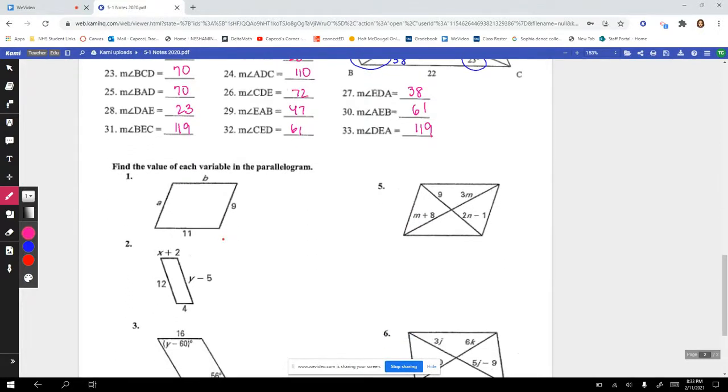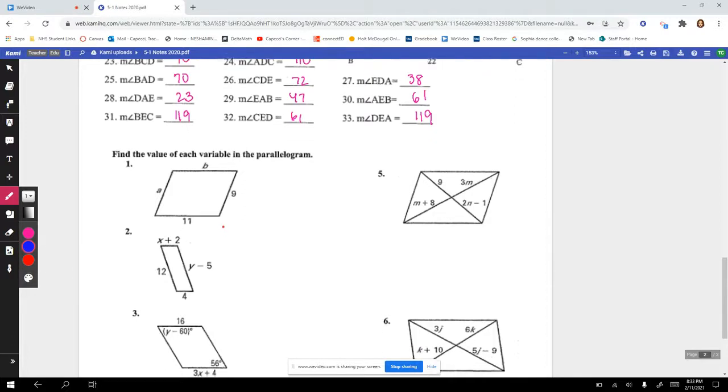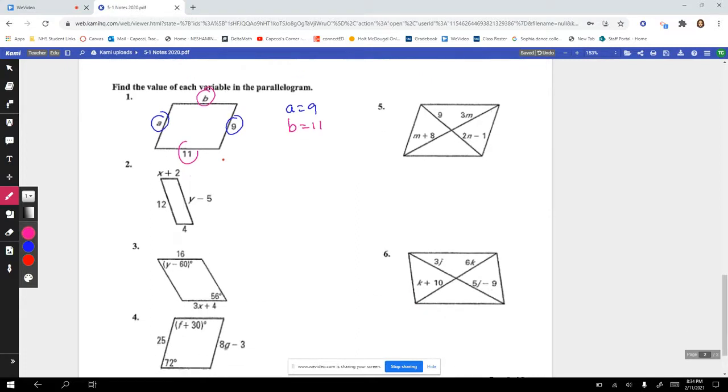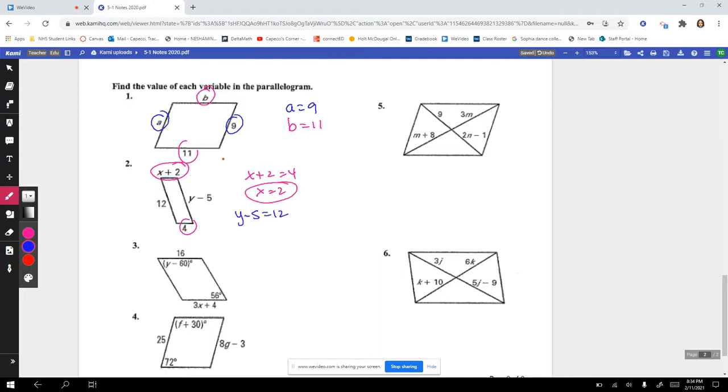Find the value of each variable. Okay, so again, some of them are going to be basic, some of them are going to be a little bit more involved. And number one, we have opposite sides are congruent. So A is equal to 9. Same thing, B is equal to 11. Okay, and number two, I have X plus 2 is equal to 4. So X is equal to 2. And I have Y minus 5 is equal to 12, because again, they're opposite sides. So Y is equal to 17.